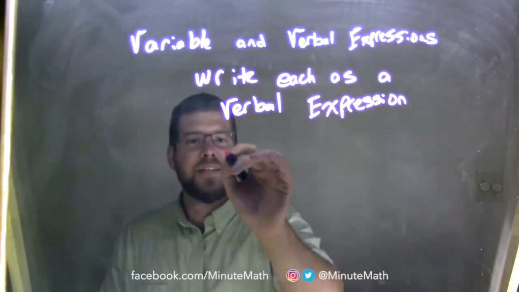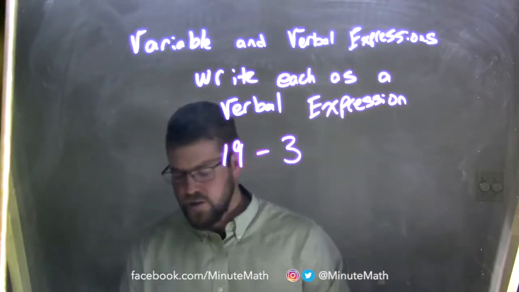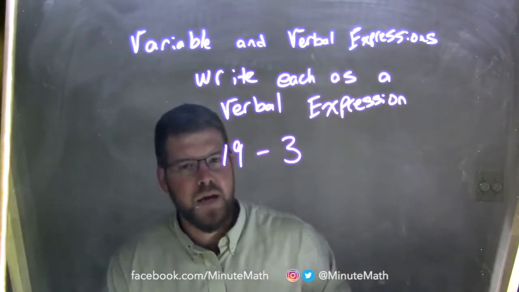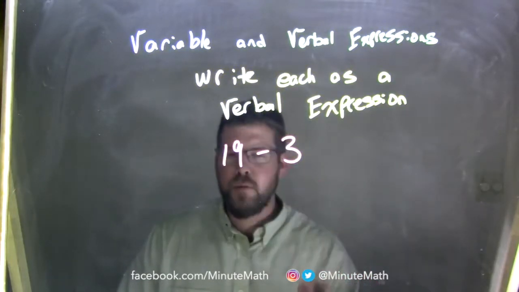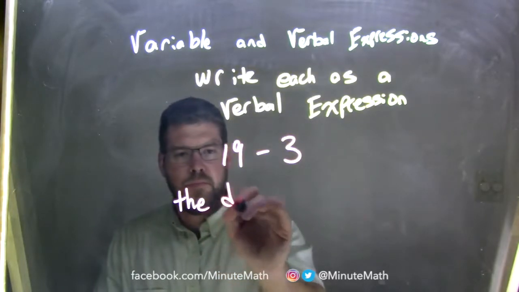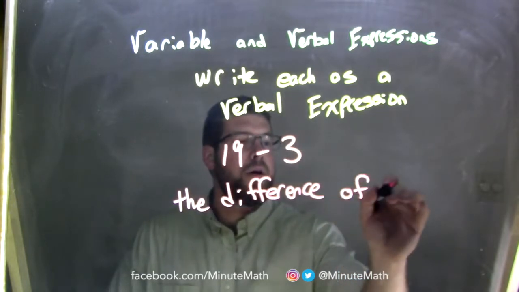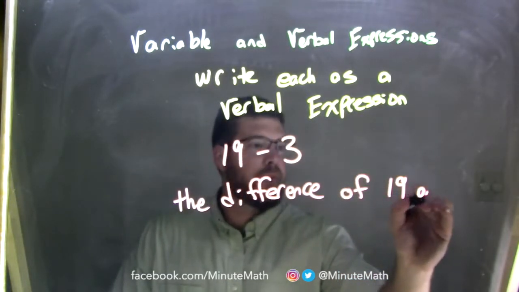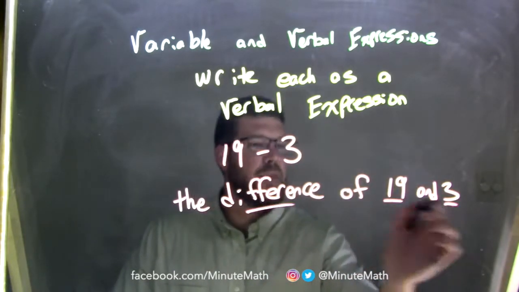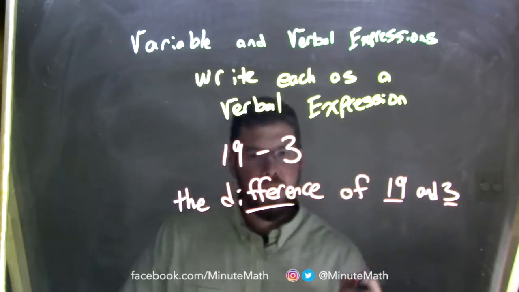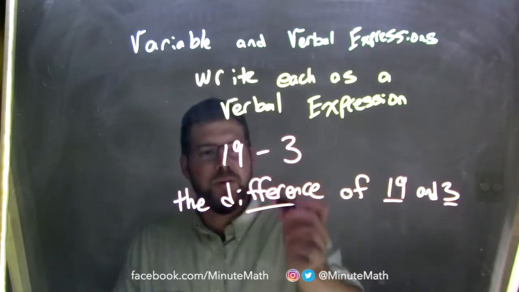If I'm given 19 minus 3, and I want to write that as a verbal expression, how would I do that? Well, I have a minus sign here. That minus sign makes me think about the difference, okay? The difference. That's one of the key words of minus. So the difference of 19 and 3. So the difference, being subtraction, the difference of 19 and 3 takes that 19 subtracted by 3. So that subtraction, again, is bringing that difference. That's what we're looking at, this difference with that subtraction.